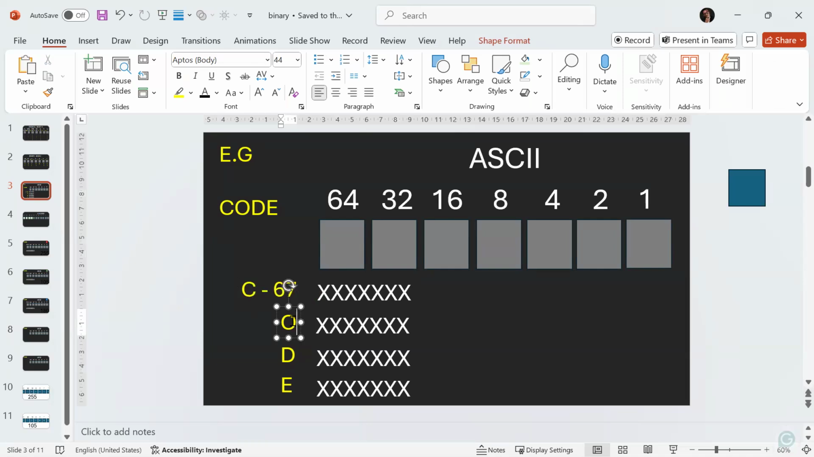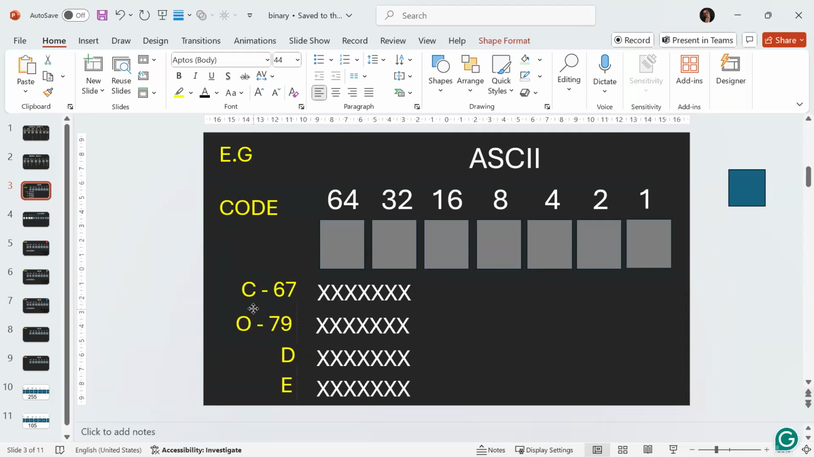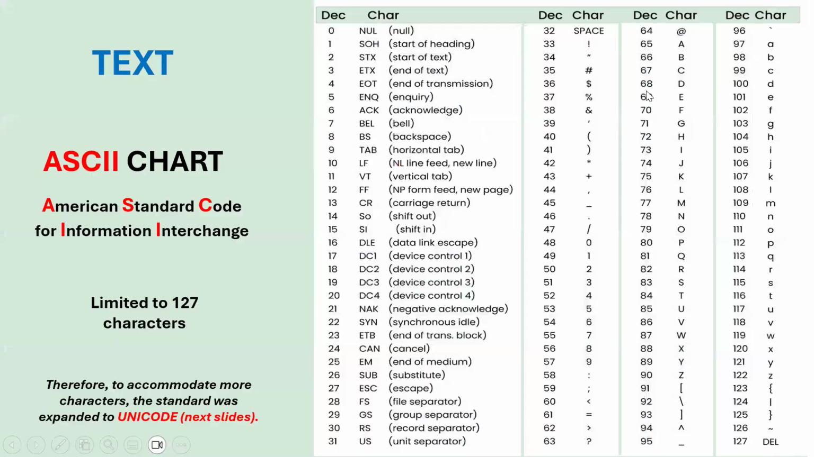O is what? In ASCII, it is 79. Okay, let's go back to that ASCII table again and find D and E. Capital letter D is 68 and capital letter E is 69. So let's complete it.